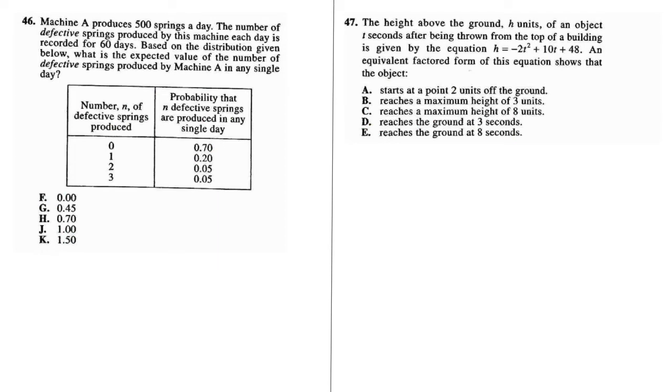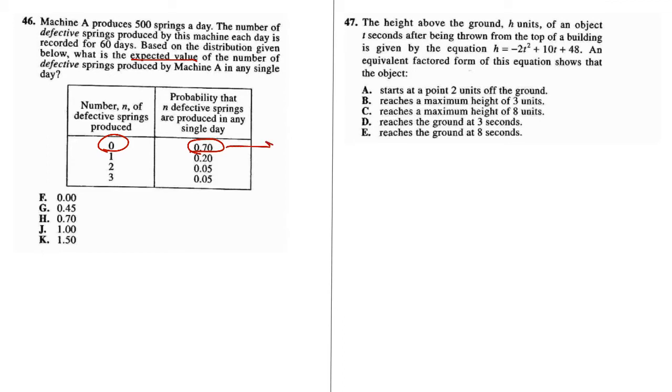All right, number 46, skimming through the question, it looks like this is an expected value problem. These tend to come up. Expected value, well, you have your number, and you have your probability, and you multiply each one, and then you add it up. That's your expected value.